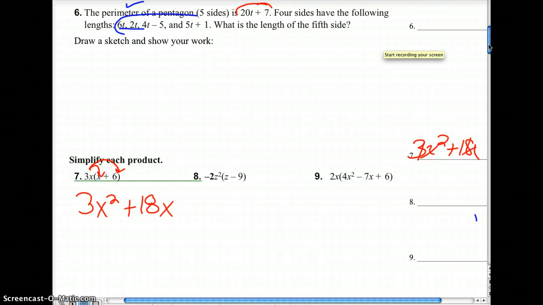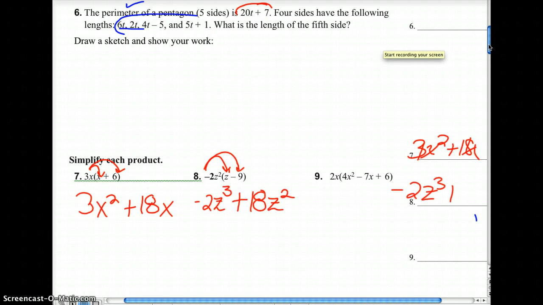All right? On the next one, when I distribute this in, I have a negative 2z squared times z to the first. When we multiply, we add the exponents. I'd have a z cubed. And then on the last one, a negative times a negative is a positive. 2 times 9 is 18. And I have the z squared there. So I'd have negative 2z cubed plus 18z.